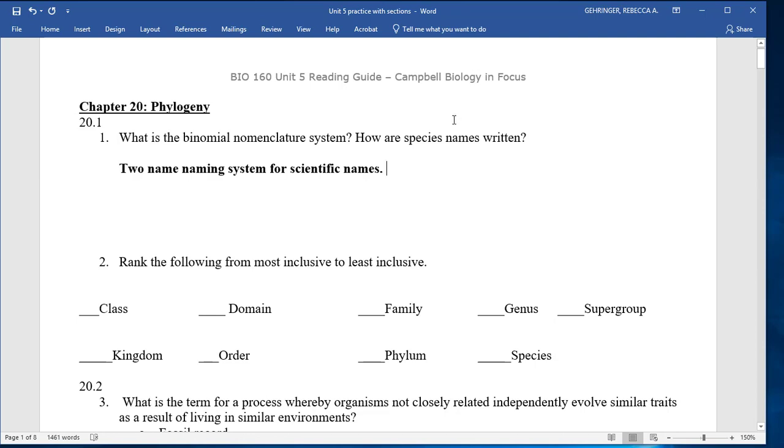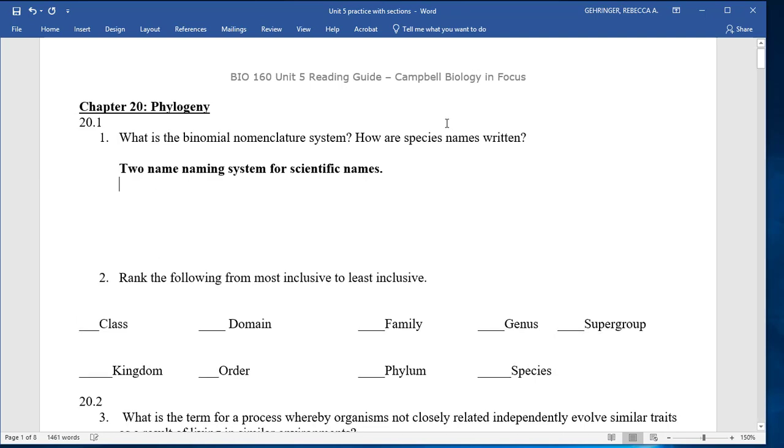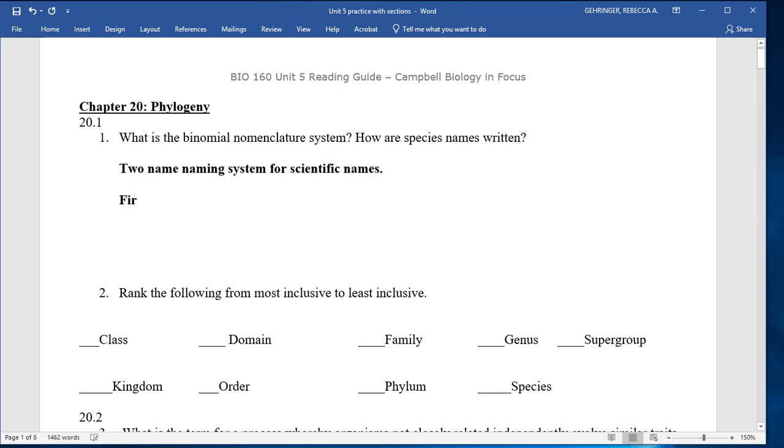And how are species names written? Well, the first name is the genus, and the second name, that's that like descriptive name. We call that the specific epithet. This is just the fancy way to say that it is the descriptive name.